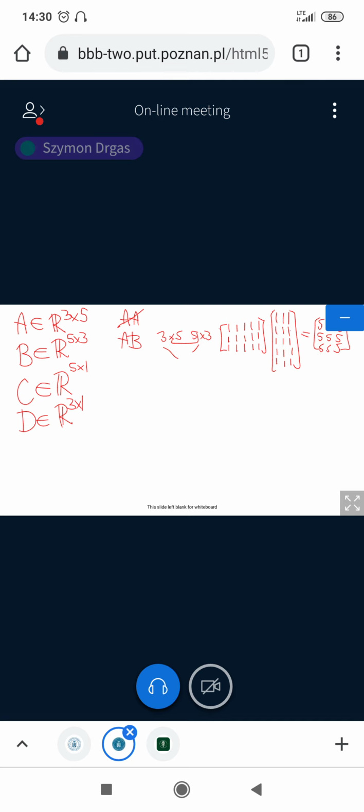Okay. And is it possible to multiply A by C? In this case, we can check it. We have 3 times 5 times 5 times 1. So yes, it's possible, and the resulting matrix will be 3 times 1, and all components of this resulting vector will be equal to 5. Okay?